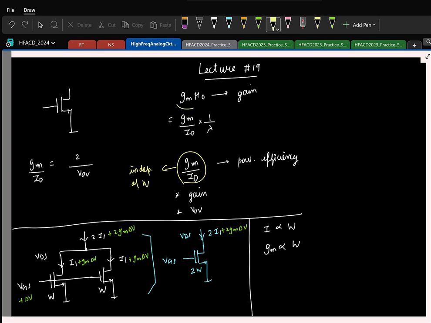So by extension, what can you say about gm r0? That is also independent of the width, because that is basically gm by ID times some constant lambda. So this is also independent of width. So by extension, I can also say ID by W, gm by W, they are also independent of width.